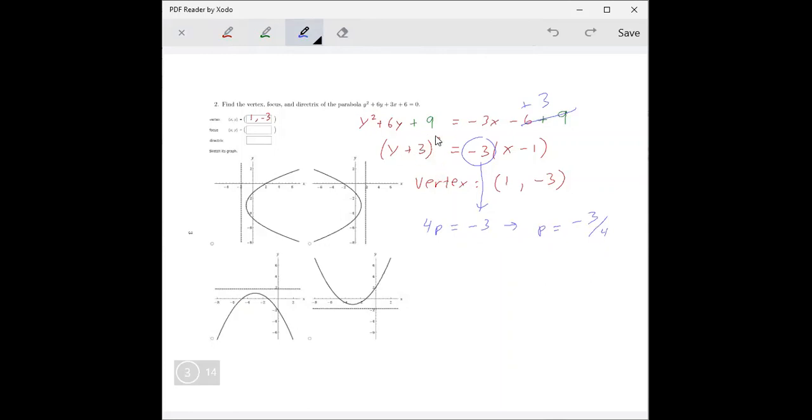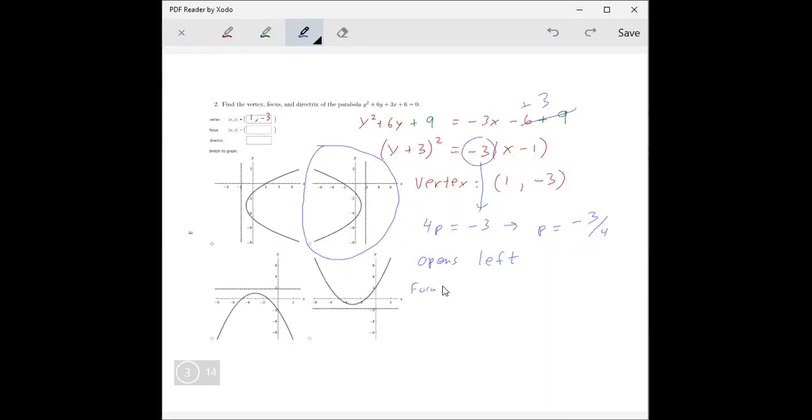Now because the square is on the y, it's either going to open to the left or to the right, and because this is negative, it's going to open to the left. If this were positive, it would open to the right because the square is on the y. So this is the only one that it could be. And since it opens left, then the focus will be 3/4 to the left of the vertex.